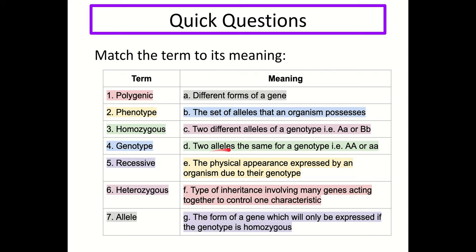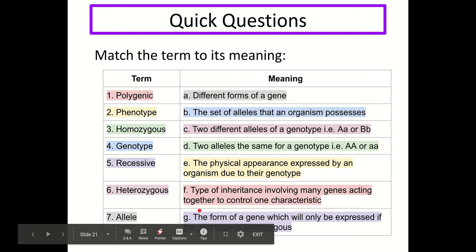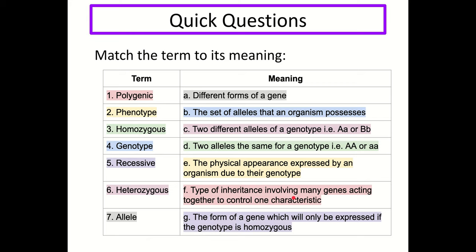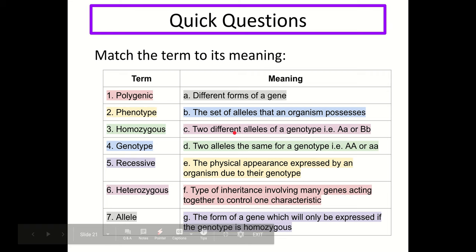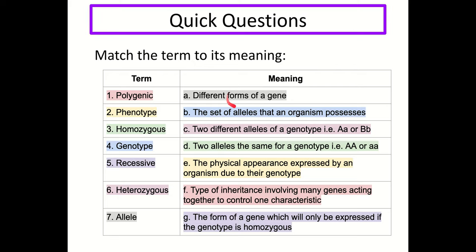So for example, if A was our allele, big A, big A, or little a, little a would be homozygous. Four, genotype, is B, the set of alleles an organism possesses, so that's those letters. Five, recessive, goes with G, the form of a gene which will only be expressed if the genotype is homozygous. Heterozygous for number six goes with C, so two different alleles of a genotype, so big A little a or big B little b. And finally, allele, so different forms of a gene. That's the one that comes up the most often where you get asked to give the definition.